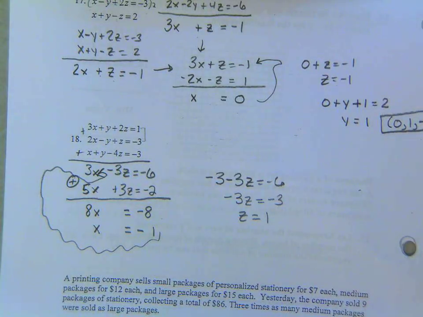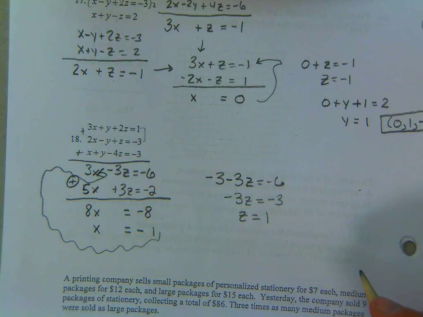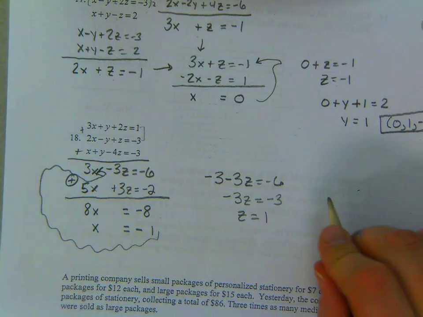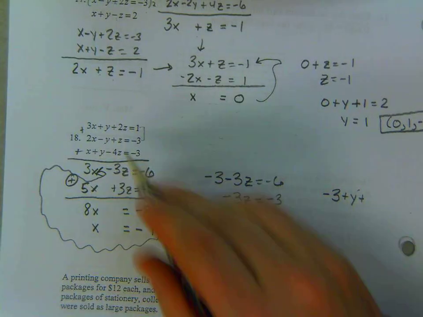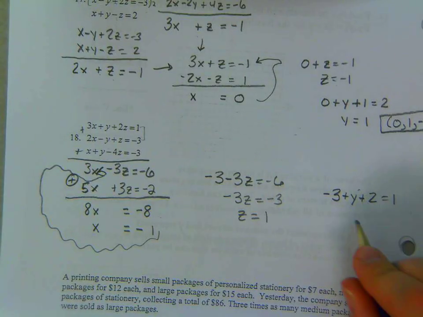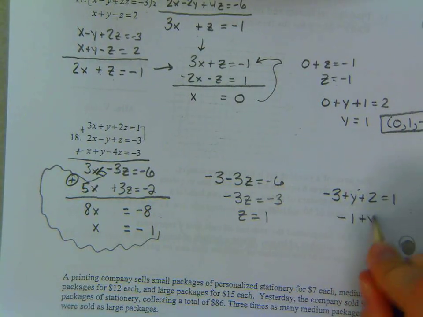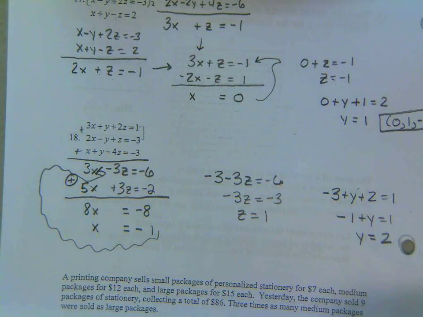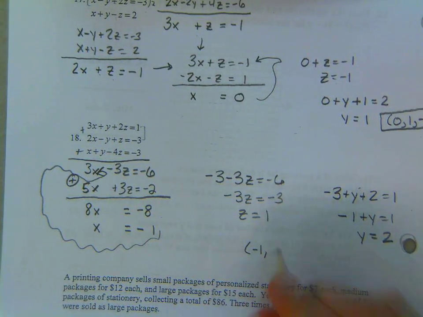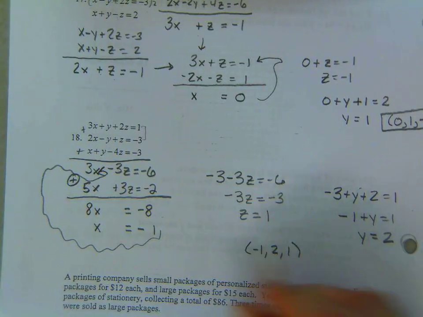And finally, Daniel, what do you want to do now? You got to pick one for me. All right. So we've got negative 3 plus y plus 2 times 1 equals 1. Negative 1 plus y equals 1, so y equals 2. Negative 1, 2, 1.